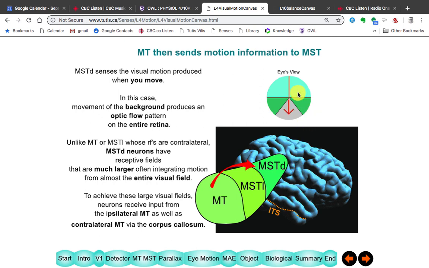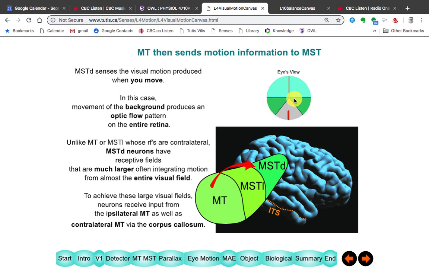It's involved in your perception of what direction you are moving. So when you're in a car and you're heading in a particular direction, different cells will light up for different patterns of motion on the retina. And the different patterns of motion on the retina tell you which direction you're moving in.